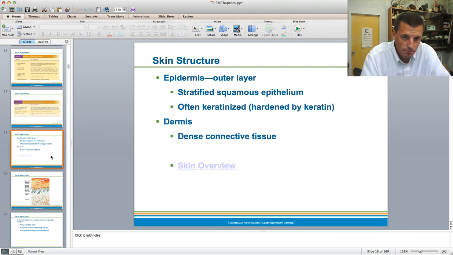But two major layers. You have the epidermis. The epidermis is the outer layer made of stratified squamous epithelium. And if you remember from last chapter, what's the function of something having stratified epithelium?